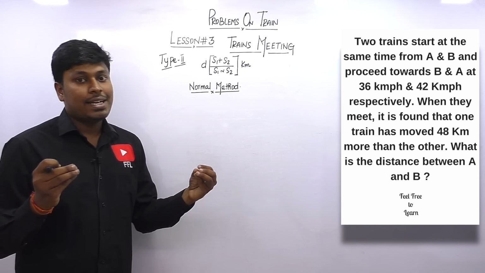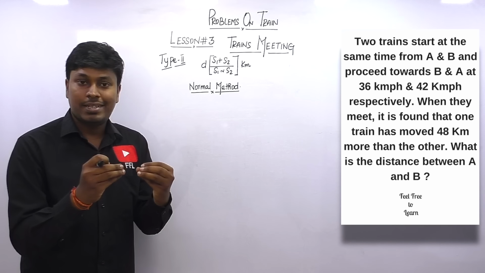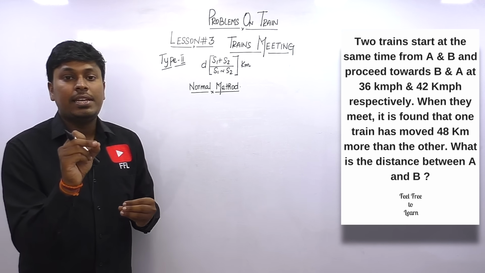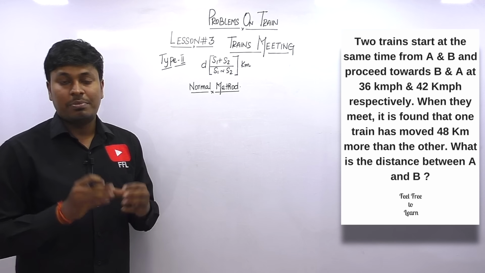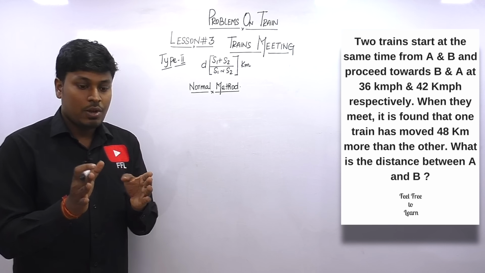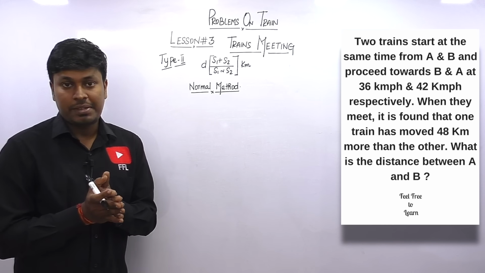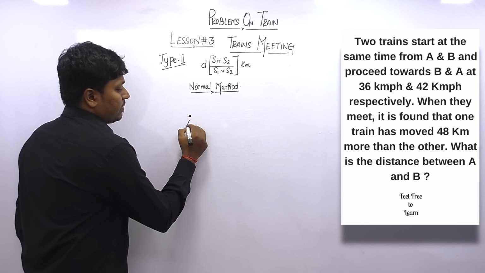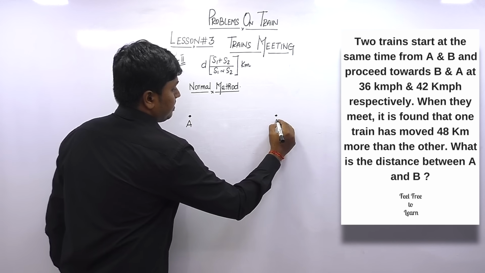2 trains are starting from different places and proceeding towards each other. When they meet, one train travels 48 km more than the other. So by using this data, our target is to find the distance between A and B. So let me do one thing. First let me draw a small diagram. Let me assume this is station A and station B, right?